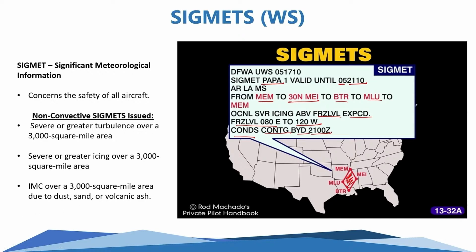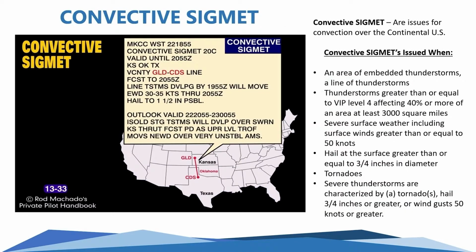All right, the last one we're going to talk about is a convective SIGMET, and once again, these are going to be issued for any type of convective activity within the continental United States. They're read the exact same way. The thing you'll notice is it will say convective SIGMET instead of just SIGMET. So this is convective SIGMET 20 Charlie. It's valid until 2055. It covers Kansas, Oklahoma, Texas, and we basically have the vicinity of whatever those two stations are. There's a line of thunderstorms, and it's forecast to 2055 Zulu.